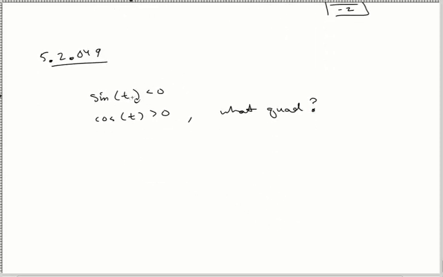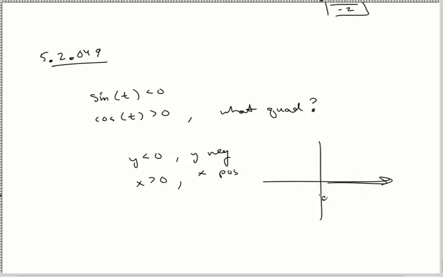So when they're saying sine is less than 0, what they're saying is that y is less than 0, y is negative, while cosine being greater than 0, they're saying x is greater than 0, x is positive. X is positive, y is negative. We're down here in quadrant 4, and that's your answer, just quadrant 4.